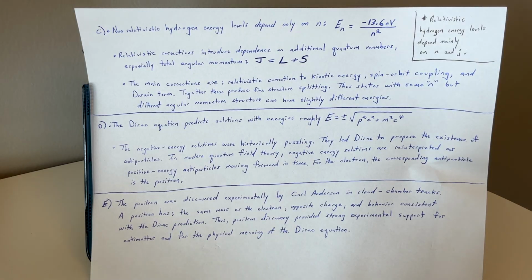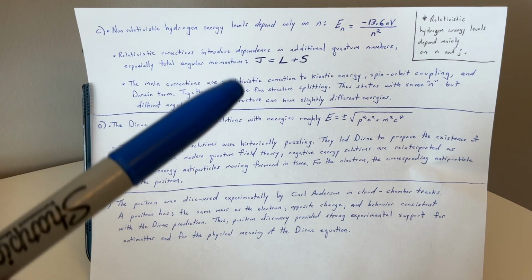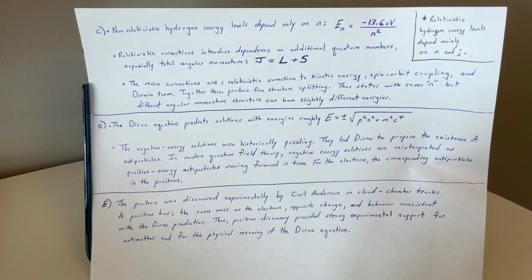Non-relativistic hydrogen energy levels depend only on n, and E_n equals negative 13.6 eV over n squared. Relativistic corrections introduce dependence on additional quantum numbers, especially total angular momentum, J equals L plus S. The main corrections are the relativistic correction to kinetic energy, spin-orbit coupling, and the Darwin term. Together these produce fine structure splitting. Thus, states with the same n but different angular momentum structure can have slightly different energies. Relativistic hydrogen energy levels depend mainly on n and J.